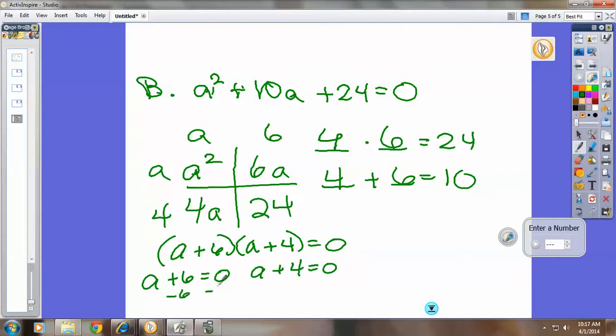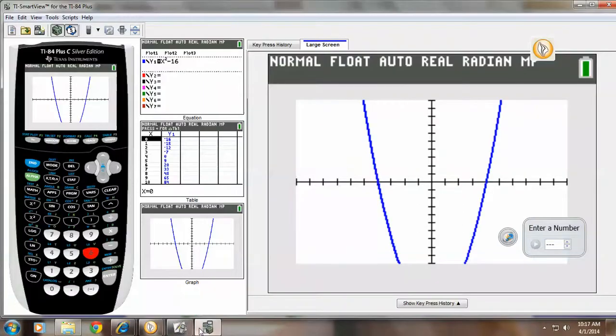And subtract 6, so A is equal to -6. There we can subtract 4. A is equal to -4. I have two answers, right? -4 and -6. What I want to do next is let's graph it to be sure that these really are my answers. Let's check to make sure. So go to your graphing calculator, please, and please do this with me.